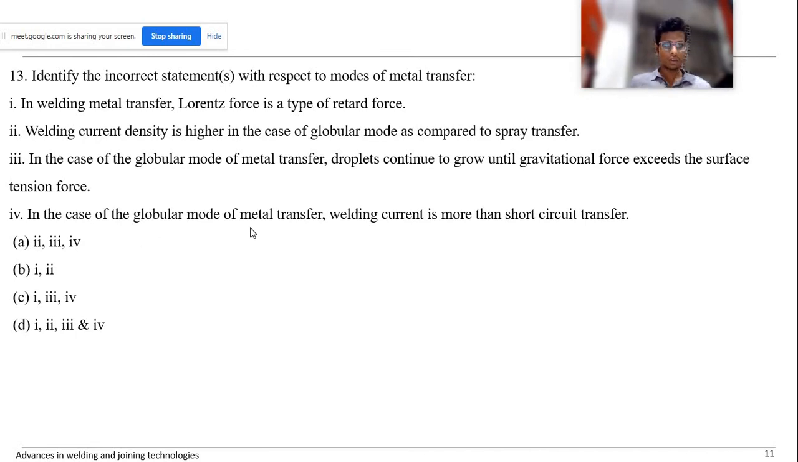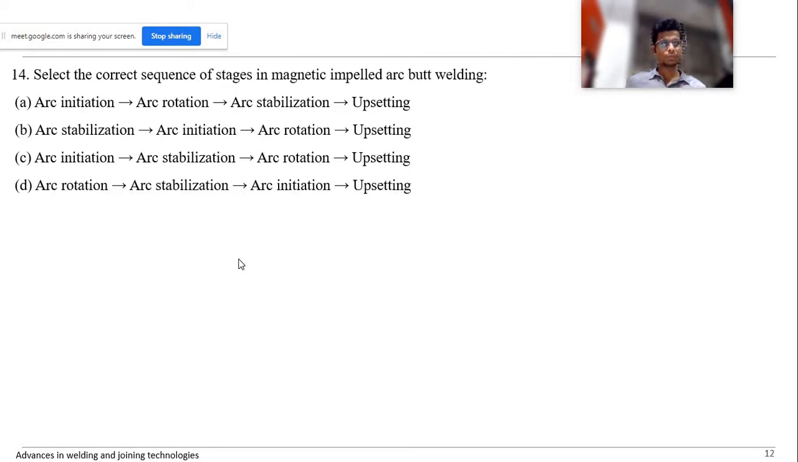I hope you are clear on this question. Now again, this is MIAB, magnetically impelled arc butt welding, but I just now explained. Can anyone tell the answer for the 14th question? Okay, yeah, C is the correct answer.